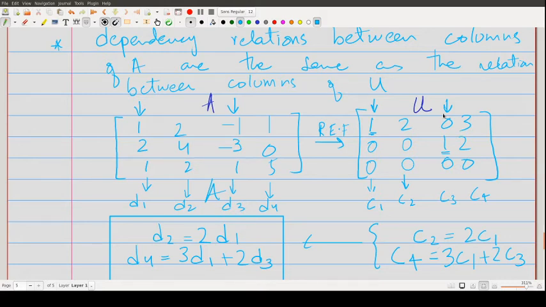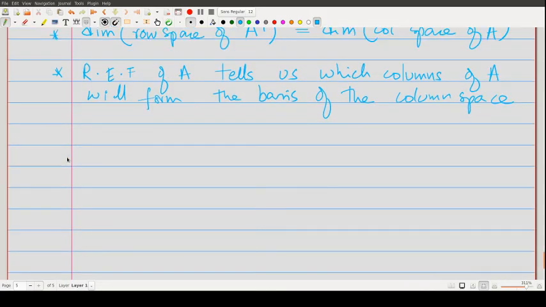So the idea is that if you want to find the column space of A, all you need to do is check which of the columns are independent, which ones have the leading entries, and you just take those as the columns. So the column space of A is given by the span of the first and the third.